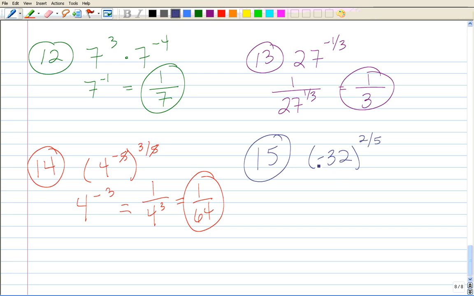And then number 15, negative 32 to the 2/5. That means we're taking the 5th root of negative 32 and then we're going to square it. The 5th root of negative 32 is negative 2. Negative 2 squared is 4.